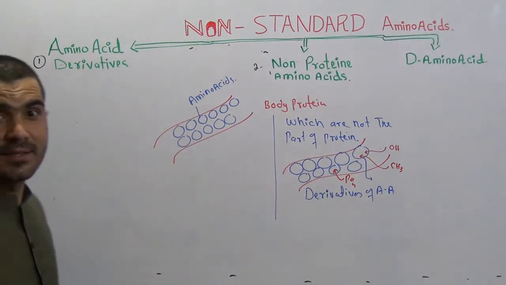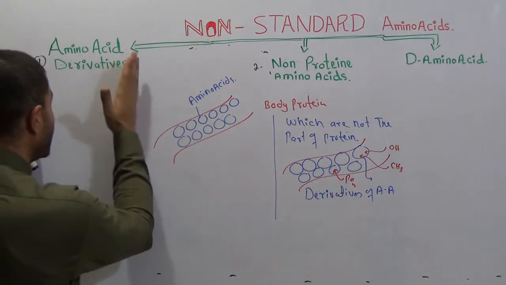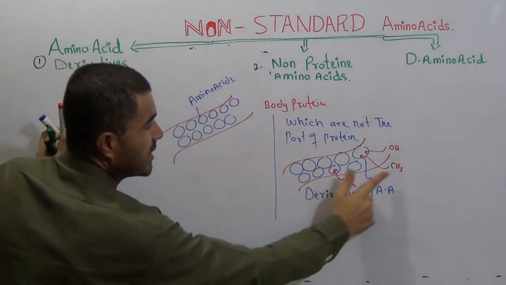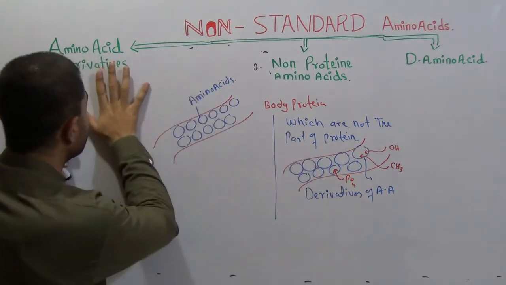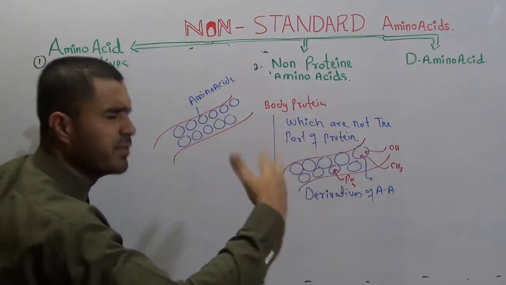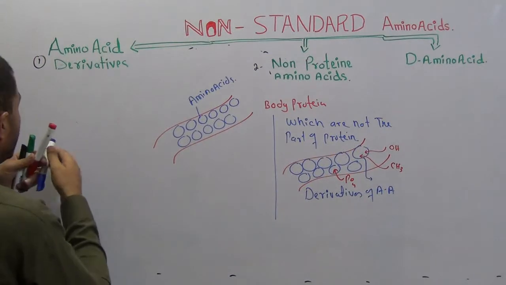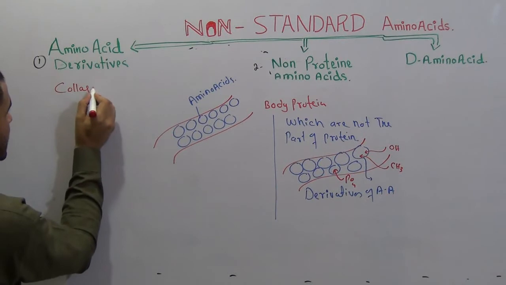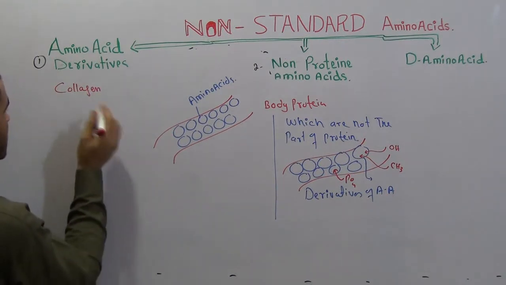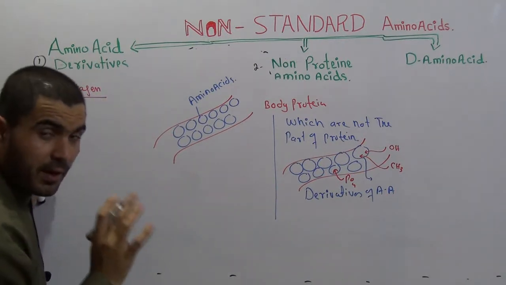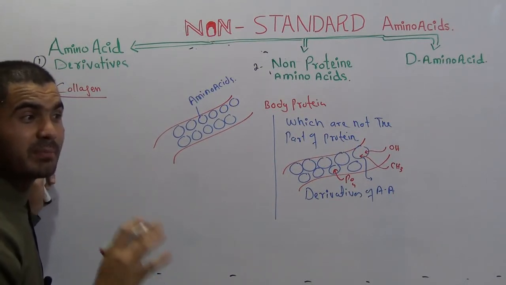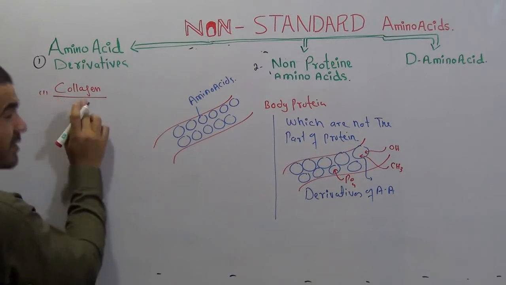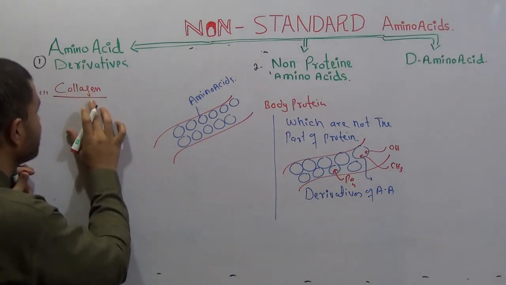The first one is amino acid derivatives. You are already familiar with this category, because those amino acids which are derived are called derivative amino acids. Let me give you some examples. The very first example is collagen protein, a very well-known protein in our body. That protein is present in your bone, muscle, skin, and so on. This is not an amino acid, this is just a protein.